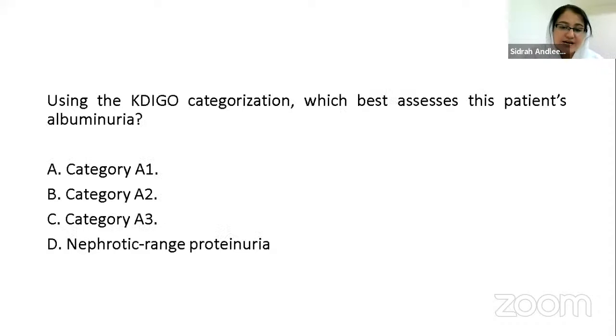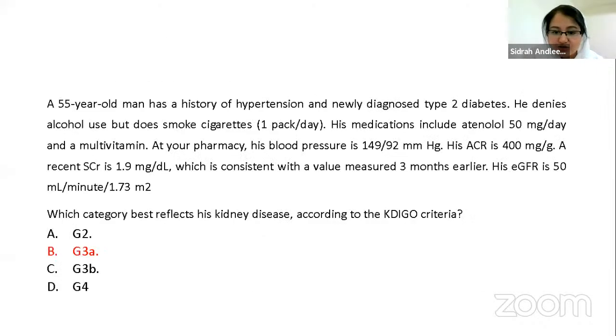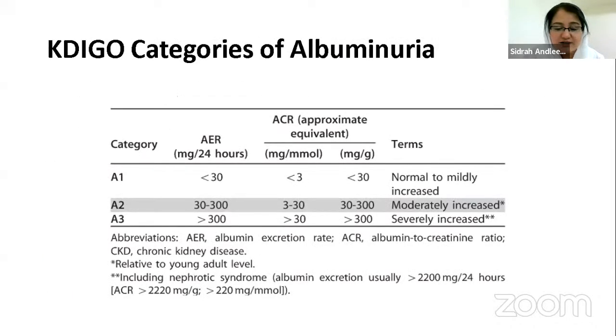Using the KDIGO categorization, which best assesses this patient's albuminuria? He's excreting 400 milligrams per gram, so the ratio is 400 milligrams per gram for this particular patient. And our categorization is A1, A2, and A3. So which category does the patient fall in? C. Yeah, you're very right. Abir, Amina, you're very right. So this is C. Thank you so much for answering.